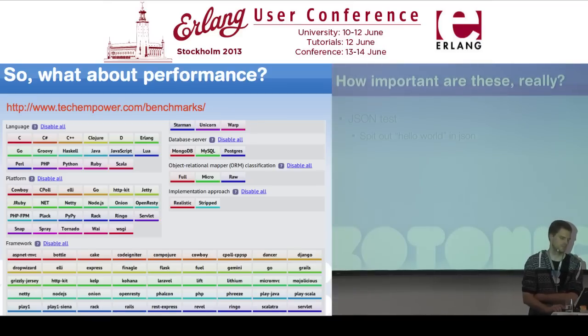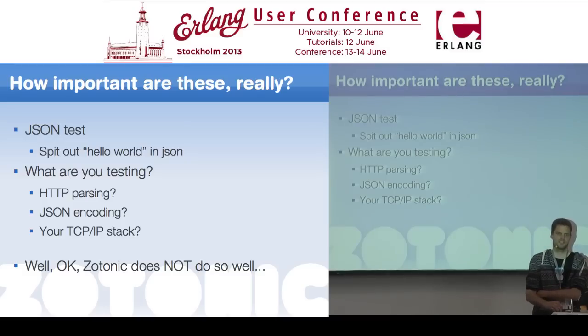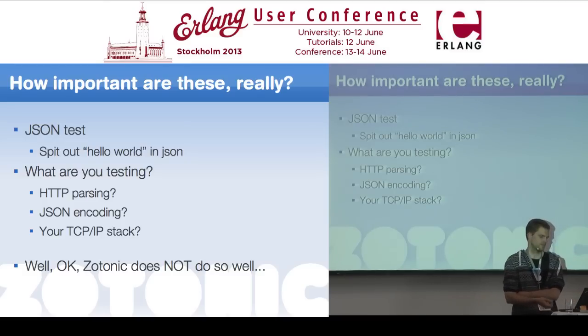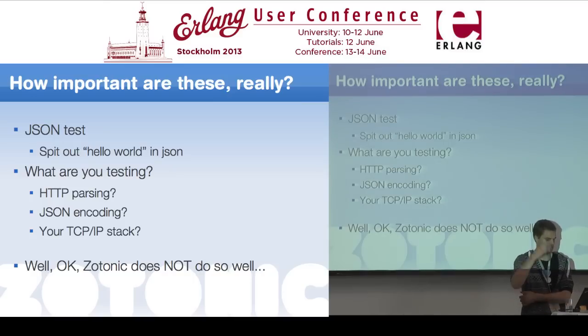But then you can ask this question: how important are these performance tests really? The first test that they have is just encoding a JSON message on a URL and sending it back. So in that case, what are you really testing? Are you testing your JSON encoding library? Are you testing your HTTP parsing? Even your kernel basically? I don't know. And we know that we're not the fastest out there.